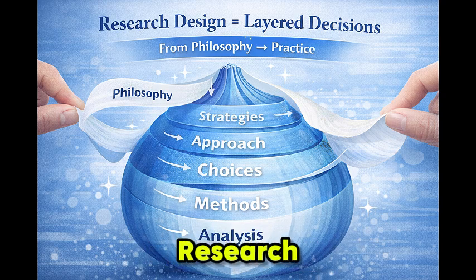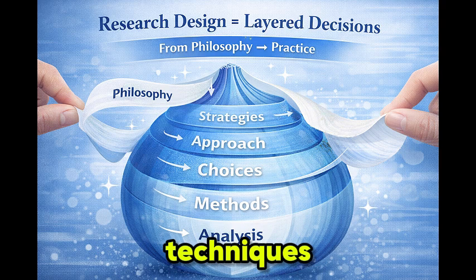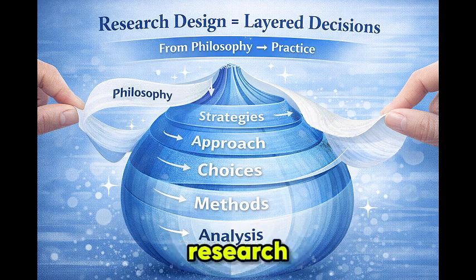What is Saunders Research Onion? At its core, Saunders Research Onion is a framework for making research decisions. It shows you what choices you must make, in what order, and how each choice connects to the next. It's called an onion because research design is built in layers. You start with big ideas and beliefs, and move inward toward practical methods and techniques. As you peel each layer, your research design becomes more focused and concrete.